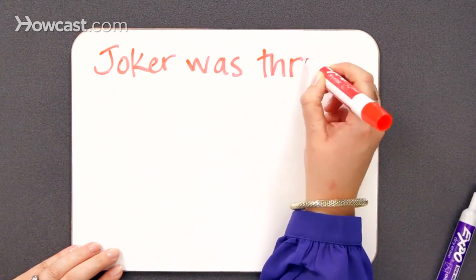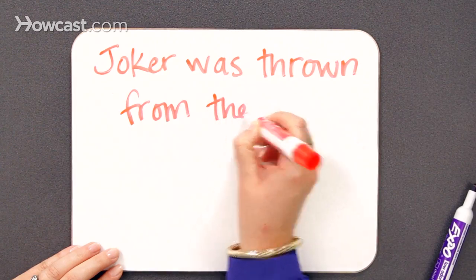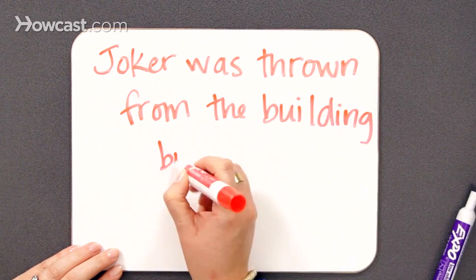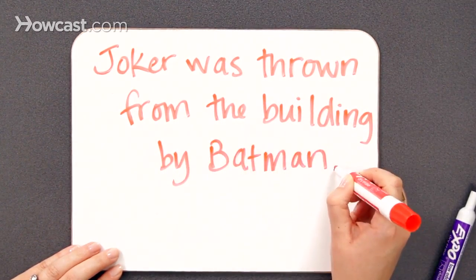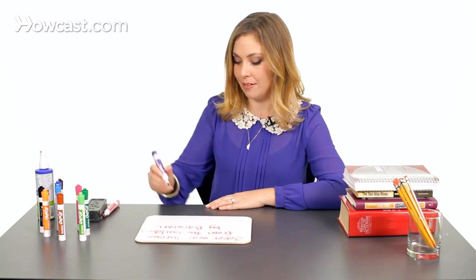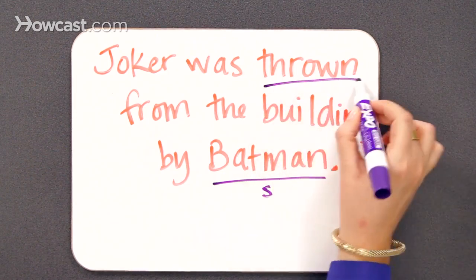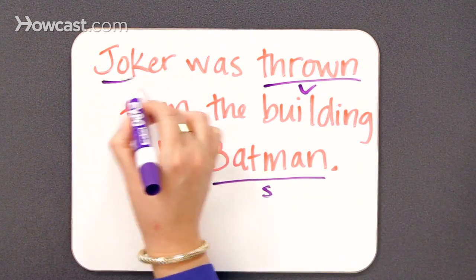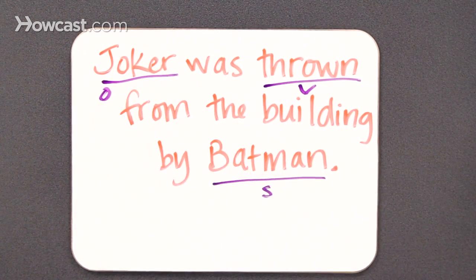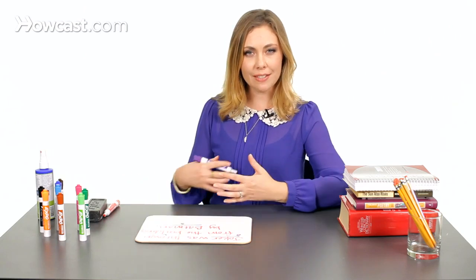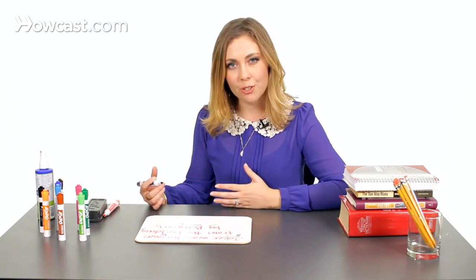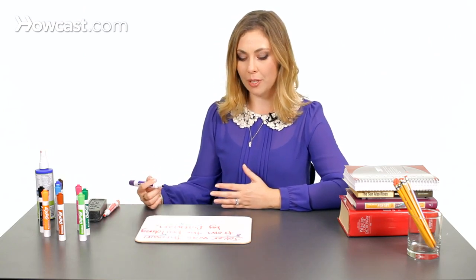If you wrote that sentence in the passive voice, it would look like this. Joker was thrown from the building by Batman. In this case, our subject comes last, our verb is up here, and our object is the Joker who's leading the sentence. So you can see it's a kind of backward construction which can slow the reader down because we are starting with the receiver of an action rather than the person who is initiating the action.